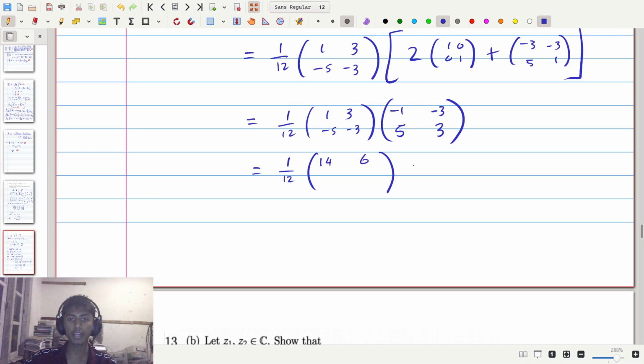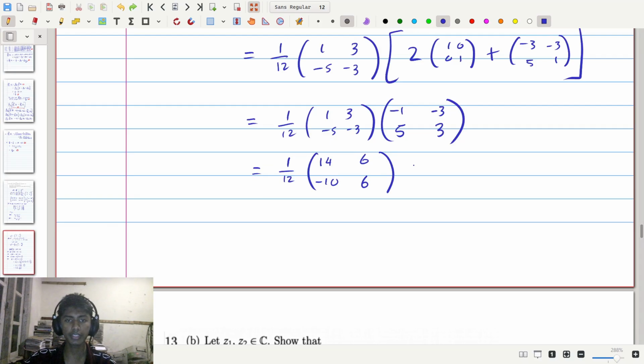The next element after that is going to be row 2 column 1, which is going to be equal to negative 5 times negative 1 which is plus 5 and minus 3 times 5 which is minus 15. So plus 5 minus 15 is minus 10. Now the final element here is row 2 column 2, which is going to be equal to minus 5 times minus 3 which is equal to plus 15 and minus 3 times minus 3 or plus 9. So plus 15 plus 9 is going to be equal to 6.